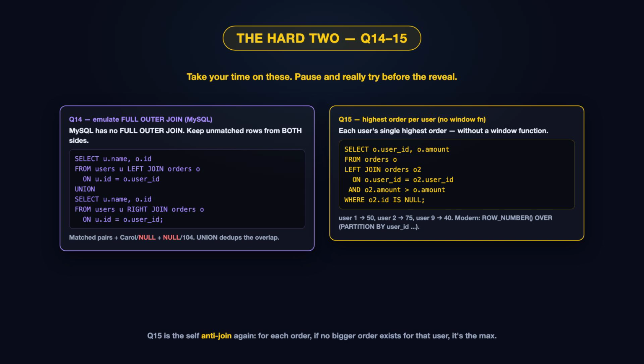The modern one-liner is row number over partition by user order by amount descending, but the self-anti-join is the answer that proves you actually understand joins, and plenty of interviewers still ask for it.